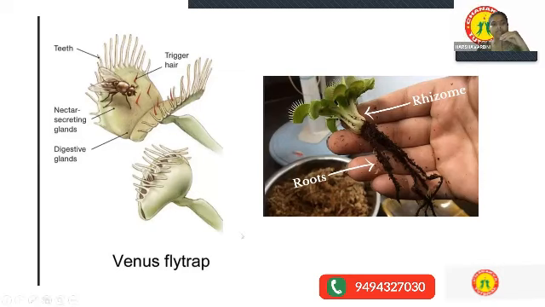While sitting, it will close on the insect. Can you see this picture? It is closing the insect. So parts are very important. If you see the right hand side, you can see the roots and rhizome of the Venus flytrap. Can you see the roots and rhizome of the Venus flytrap?